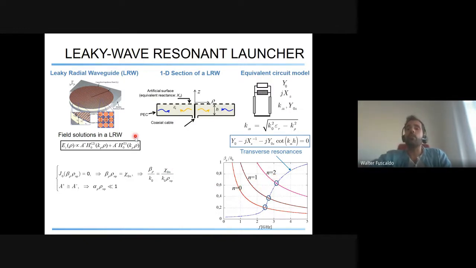So if we look at this dispersion diagram on the right, we understand that the leaky mode that has been found by solving the dispersion equation for the transverse network will resonate at these three different frequencies with the first, the second, and the third zero of the Bessel function.